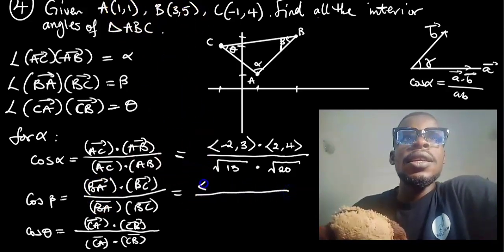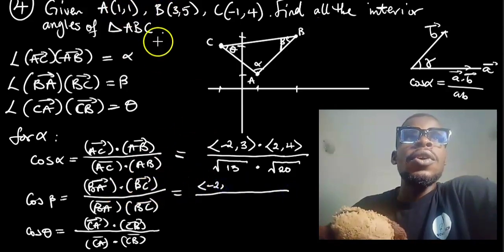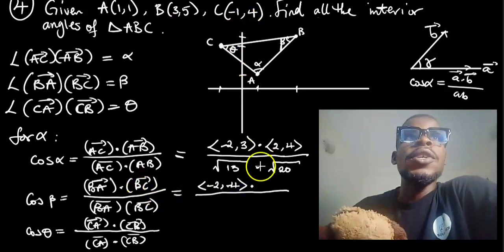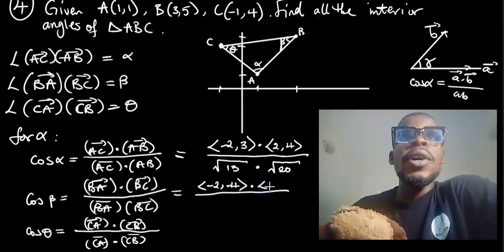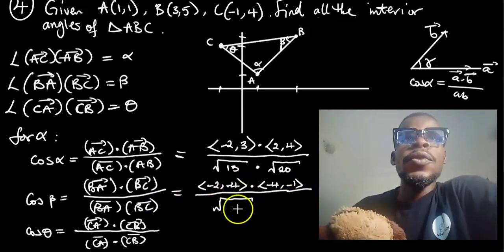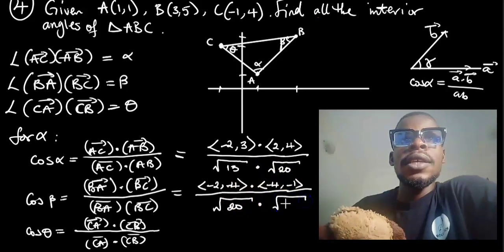That is 1 minus 3, -2, and then 1 minus 5 is -4. We dot that with the vector from B to C, that will be C minus B. So we say -1 minus 3, -4, and then 4 minus 5, -1. Okay, we divide that by the product of their lengths. So we're going to say the square root of 2 squared plus 4 squared. We've gotten that to be 20 already. And then multiply that by, this is 4 squared plus 1 squared. That will just be square root of 17, right?